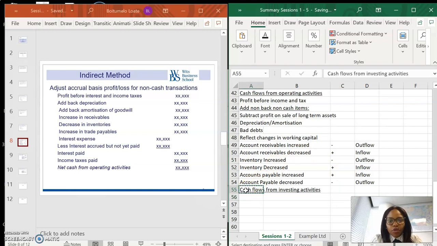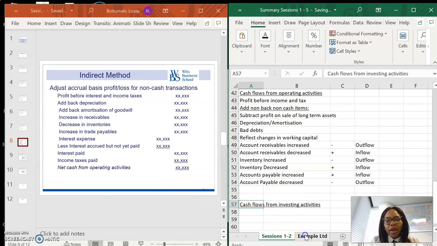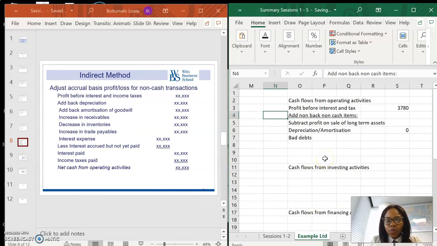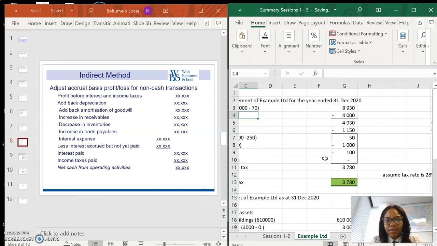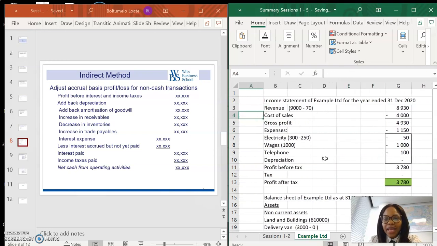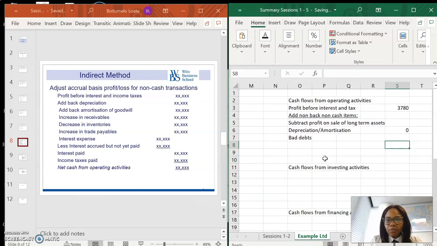Let's quickly go through the example, Limited, and the question that we did earlier in session 1, just to show you how this actually works out. So in session 1, we had our income statement. Our profit before tax was 3780. We didn't have a profit before interest and tax, so I'm going to directly take this 3780 and put it there as my profit before interest and tax. We had depreciation of 0 in this instance, so I actually don't need to reflect a depreciation balance.